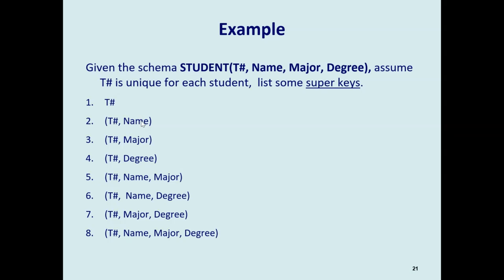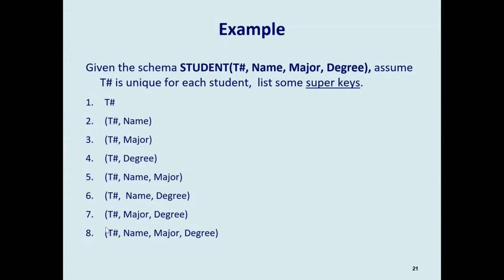So that's why we have T number name, T number major, T number degree. So these three are also super keys, okay? And each super key contains a key plus one extra attribute. Then we come with another possibility of the composer of the super key, meaning a super key contains a key plus two more attributes, right? So that's why we have T number name major, T number name degree, T number major degree.